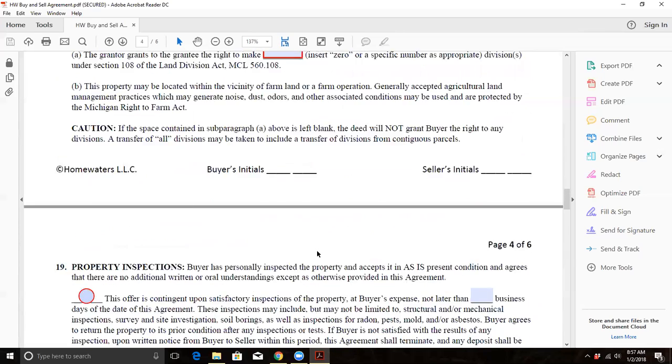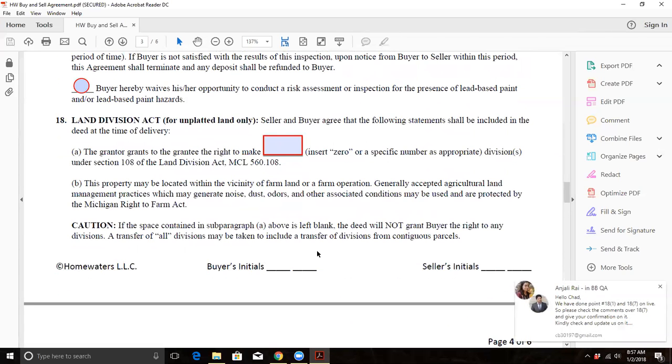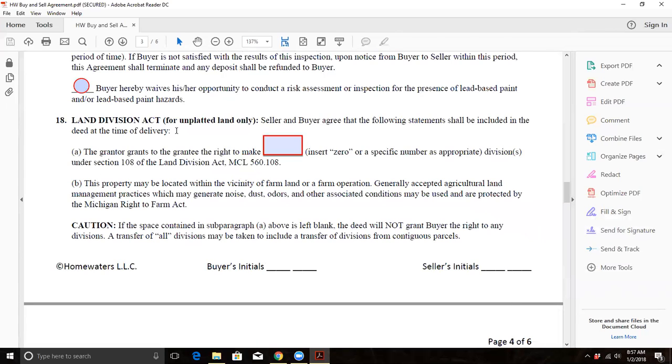Property. It says for unplatted land only, so if it's platted land, well, if it's a subdivision or something like that, it doesn't apply. I guess it should have been more specific. Yeah, if it's a platted subdivision or something like that, obviously it doesn't apply, or a site condo wouldn't apply. But if it's a small piece of land, and they're selling their entire holding.